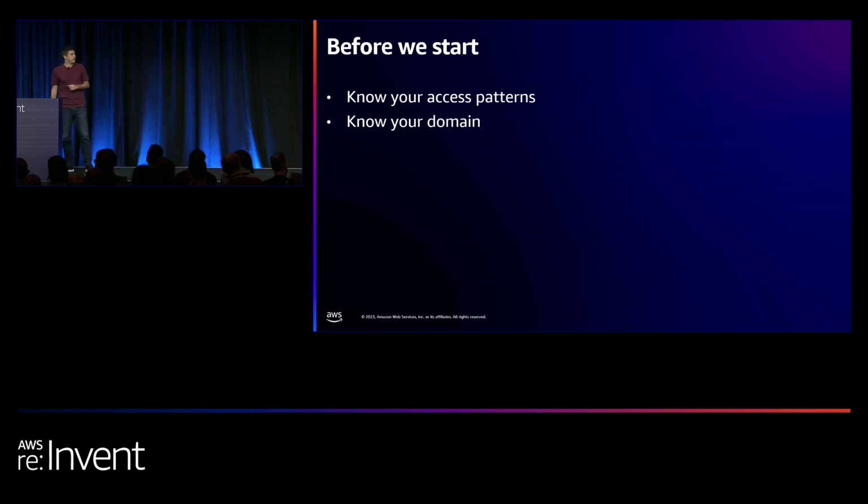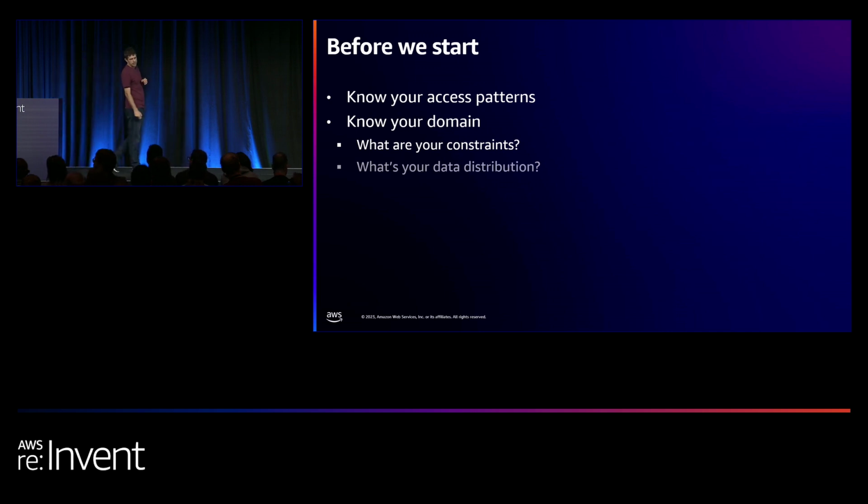And when I talk about knowing your domain, I say, what are your constraints, right? When you're writing, storing data, you probably have some limits you want to maintain in your application, or you want to maintain uniqueness somewhere. What are these constraints you want to maintain, and how are you going to structure your item so you can maintain those constraints? Likewise, you want to think about your data distribution, right? We talked about item collections.